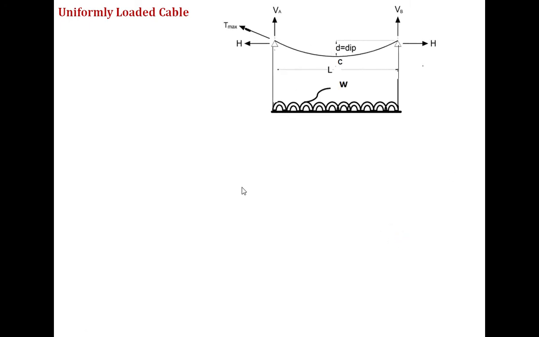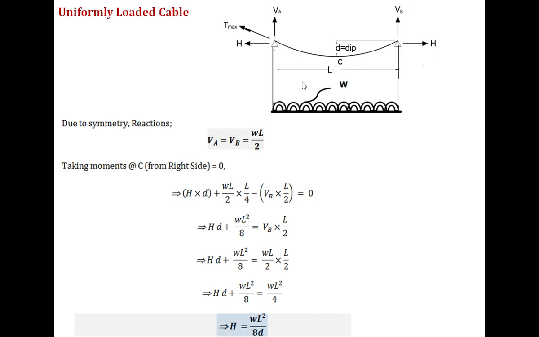Let's consider the cable under the uniformly distributed load. Due to symmetry, since the supports are at the same level, VA and VB are going to resist the total load, that is W into L, and each reaction is going to be half, that is WL by 2. So this is how we get the reactions directly, just by applying the condition of symmetry.